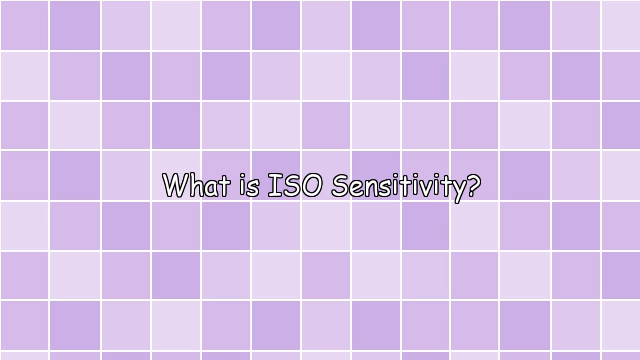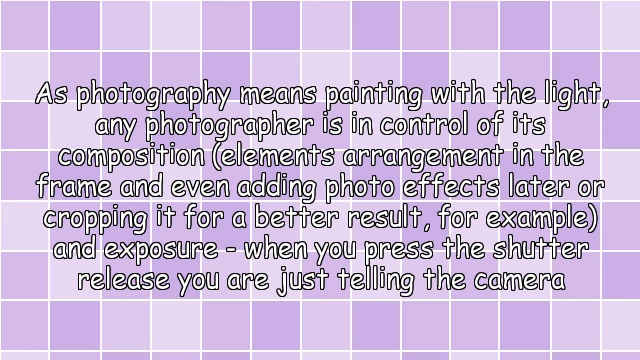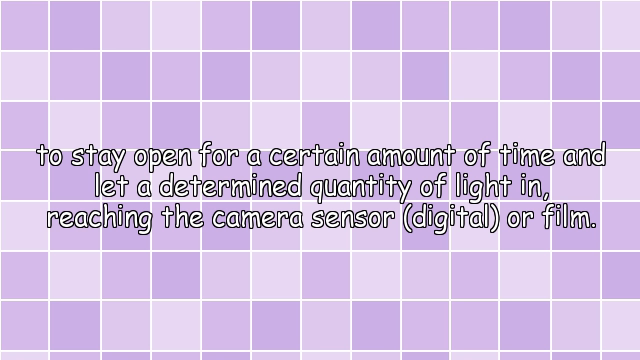What is ISO sensitivity? As photography means painting with the light, any photographer is in control of its composition elements, arrangement in the frame, and even adding photo effects later, or cropping it for a better result. For example, an exposure. When you press the shutter release, you are just telling the camera to stay open for a certain amount of time and let a determined quantity of light in, reaching the camera sensor, digital or film.